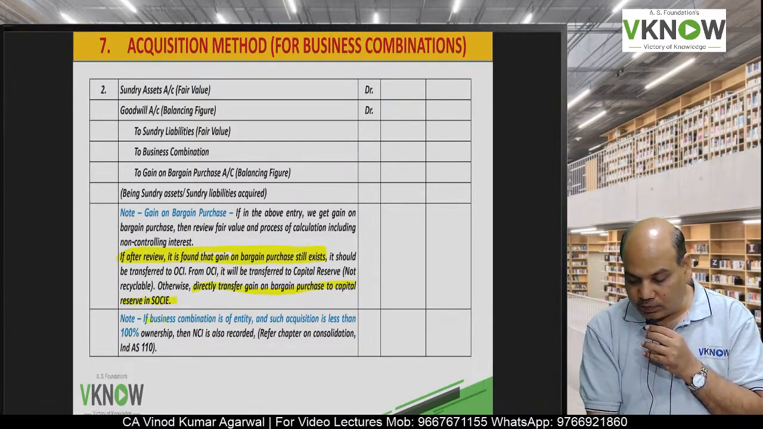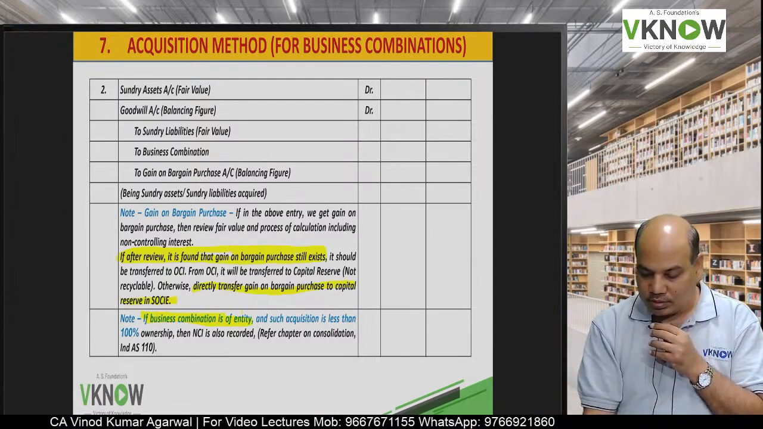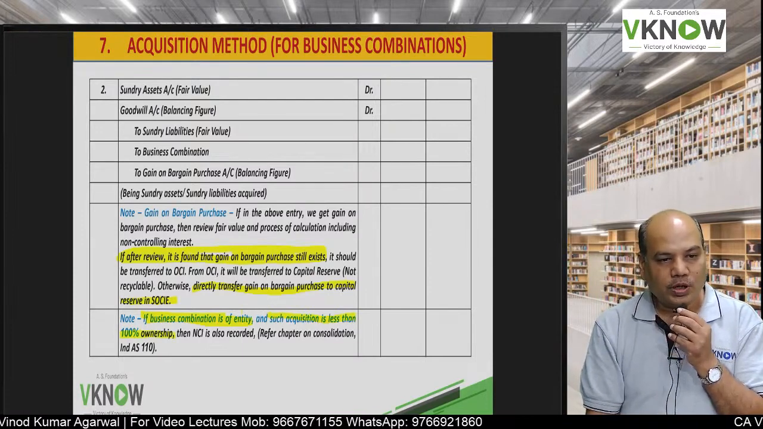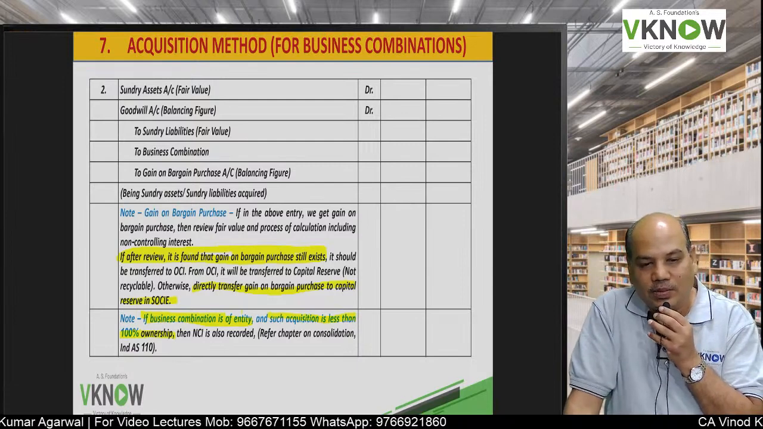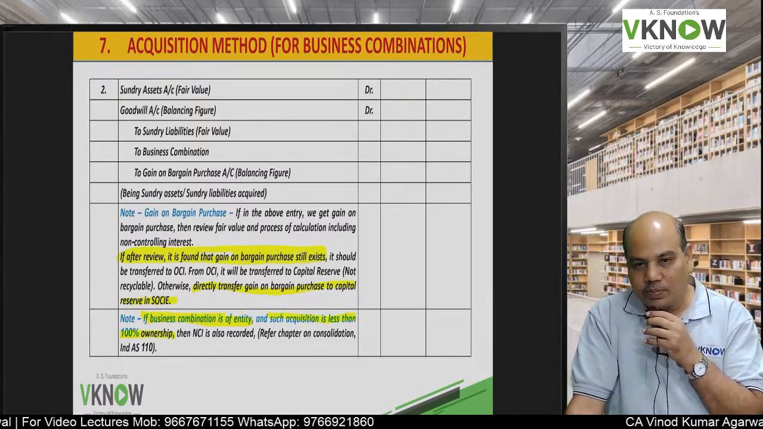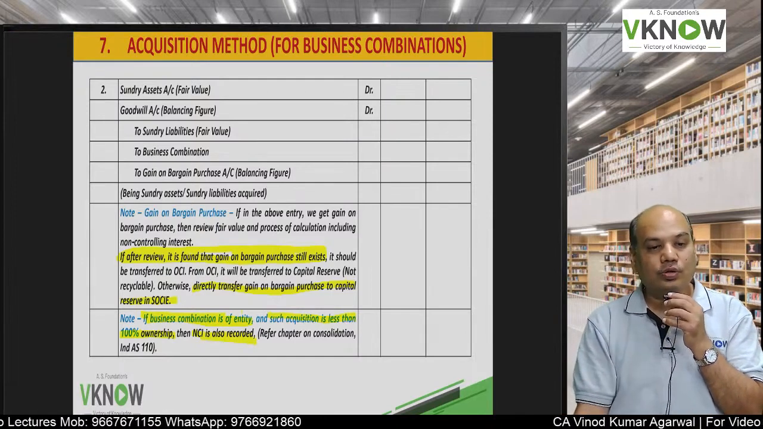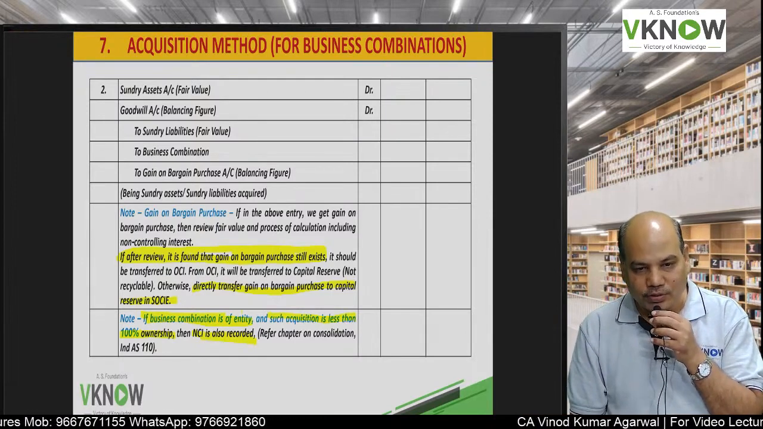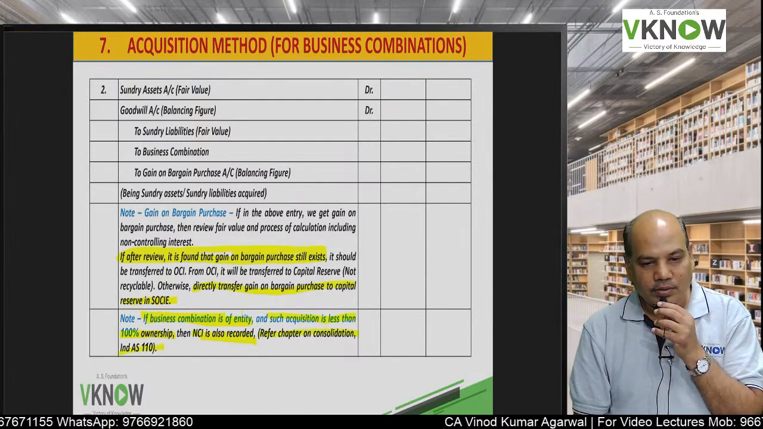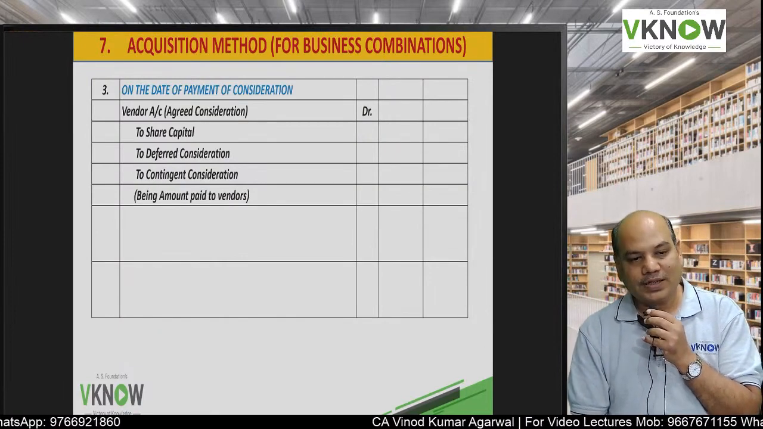Now if the business combination is of an entity, suppose you acquired another company, such acquisition may be less than 100% of ownership, which is usually asked in your exam, that a company acquired 80% share in another company. What about the remaining 20%? The remaining 20% will be treated as non-controlling interest. Non-controlling interest will also be recorded on the date of acquisition. More about NCI in IND AS 110 coming soon.